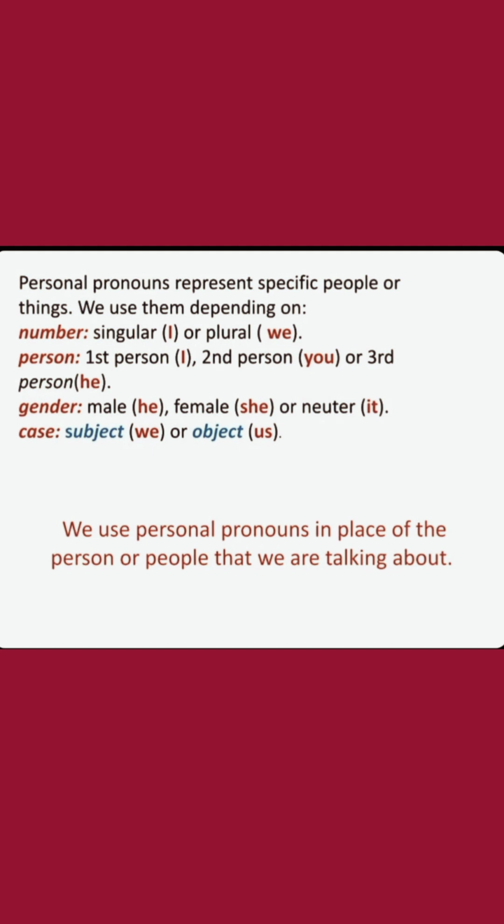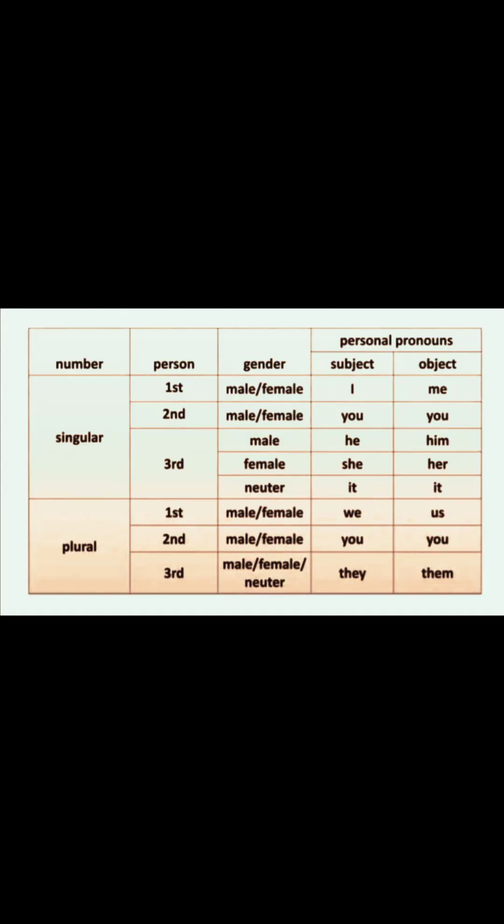So on the basis of gender, मेल को हम he यूज करते हैं और फीमेल के लिए हम she यूज करते हैं एंड न्यूट्रल जेंडर के लिए हम it यूज करते हैं. अगर जेंडर केस की बात करें तो हम सब्जेक्ट we and object us. we के लिए us होता है. So we use personal pronouns in place of person or people that we are talking about. Here are some examples of personal pronouns.